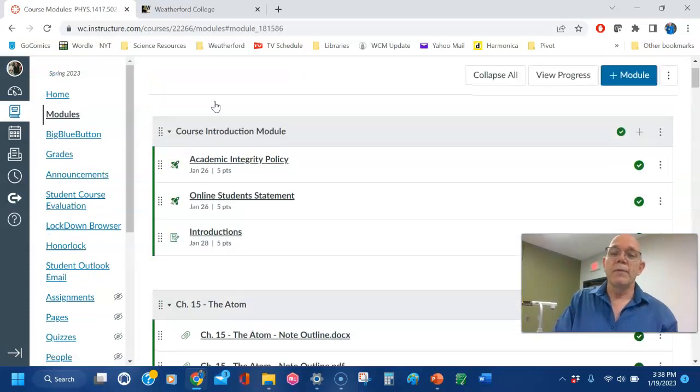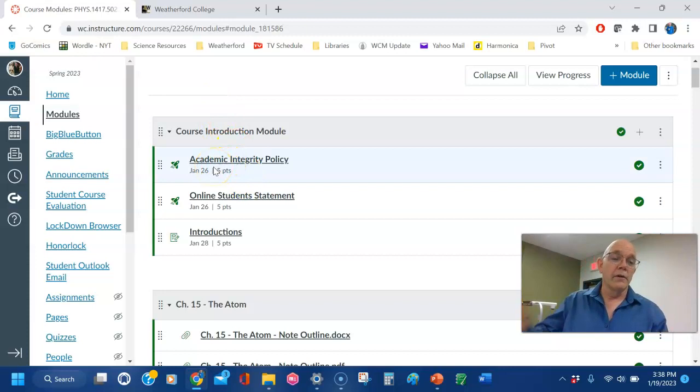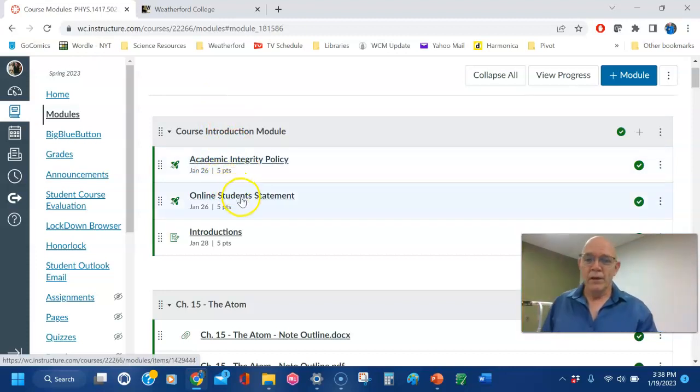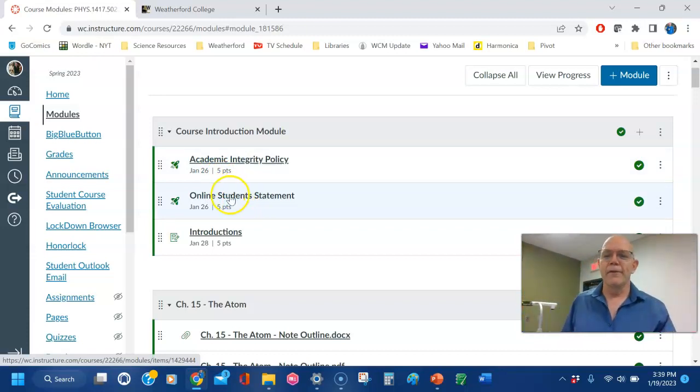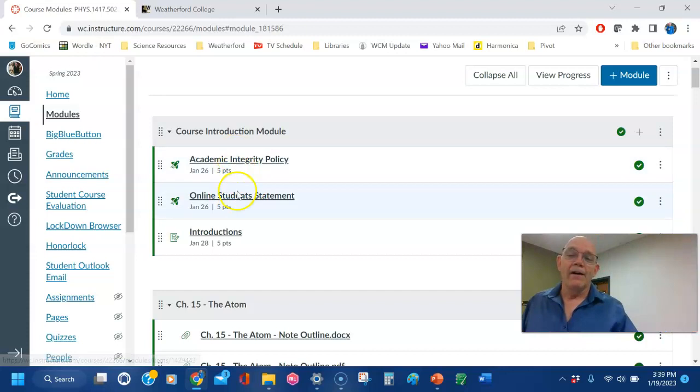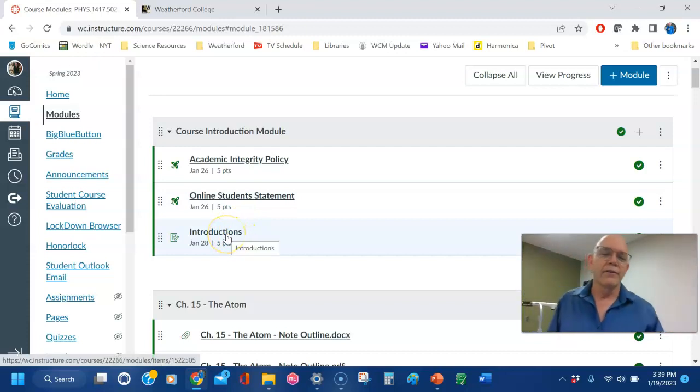Now, before chapter 15, there's actually some introductory stuff. An academic integrity policy, which basically means you say, I will not cheat. An online student statement, where I said, I will not break the internet. Leave that to Wreck-It Ralph, whatever. Anyhow, click on those, you accept or say, I agree, and you get 5 points. And there's also one that says introductions.